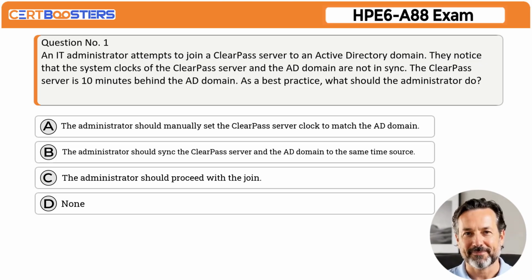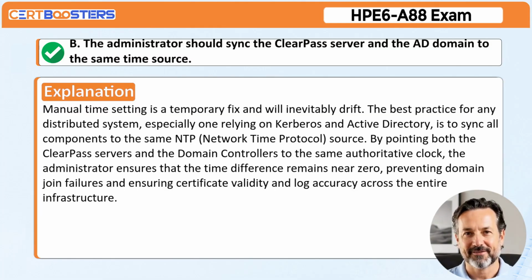Question number 1. An IT administrator attempts to join a ClearPass server to an Active Directory domain. They notice that the system clocks of the ClearPass server and the AD domain are not in sync. The ClearPass server is 10 minutes behind the AD domain. As a best practice, what should the administrator do? A. The administrator should manually set the ClearPass server clock to match the AD domain. B. The administrator should sync the ClearPass server and the AD domain to the same time source. C. The administrator should proceed with the join. D. None. Correct answer. B.